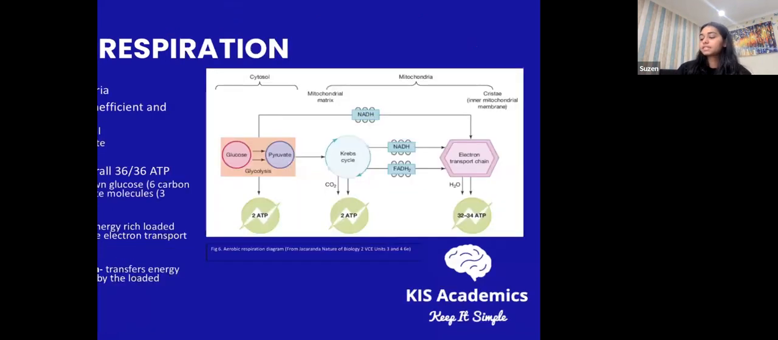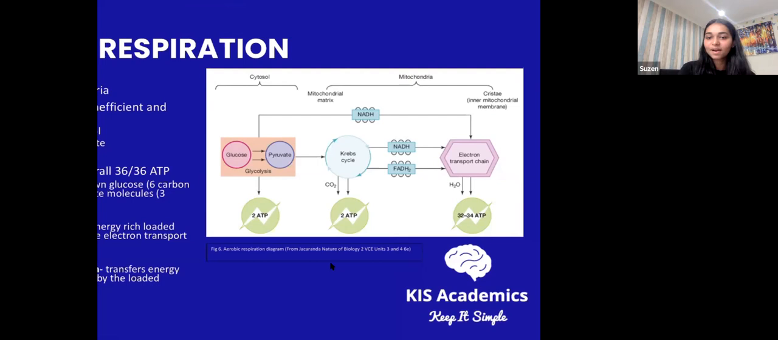So now looking at cellular respiration. So cellular respiration refers to two things. It can refer to aerobic respiration and anaerobic respiration. So aerobic respiration pretty much is in presence of oxygen, whereas anaerobic is in the absence of oxygen. And it occurs in the mitochondria.